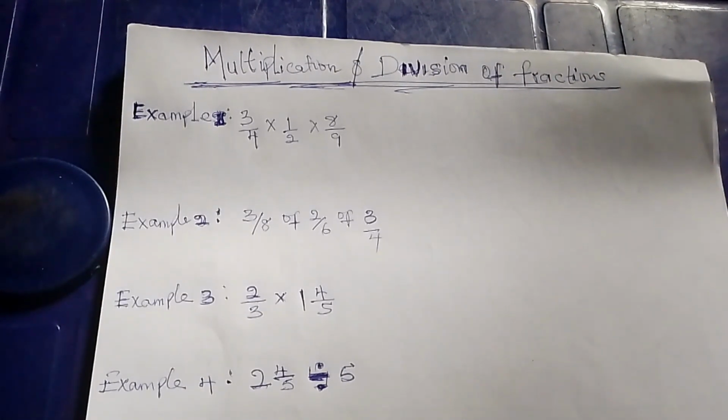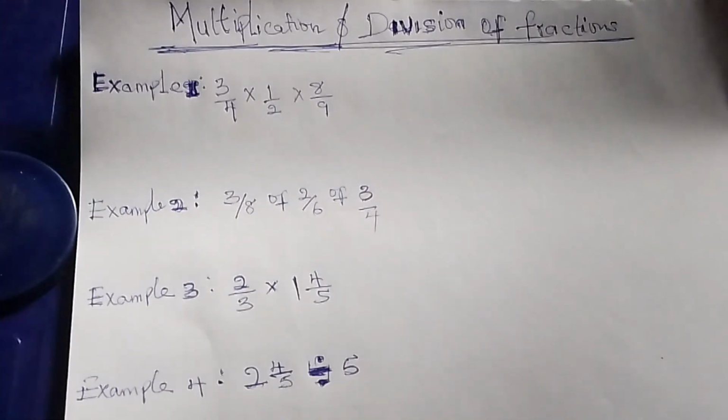Welcome back to the continuation of our series on fractions. In this one, we want to discuss multiplication and division of fractions, which some of us don't understand: that multiplication and division are reciprocal of each other. What do I mean? Multiplication and division are reciprocal to each other.